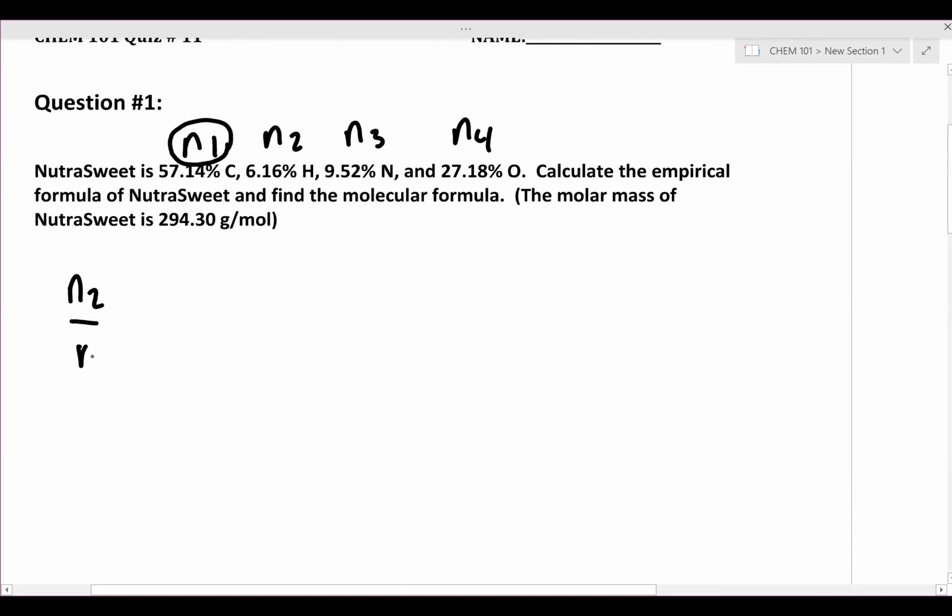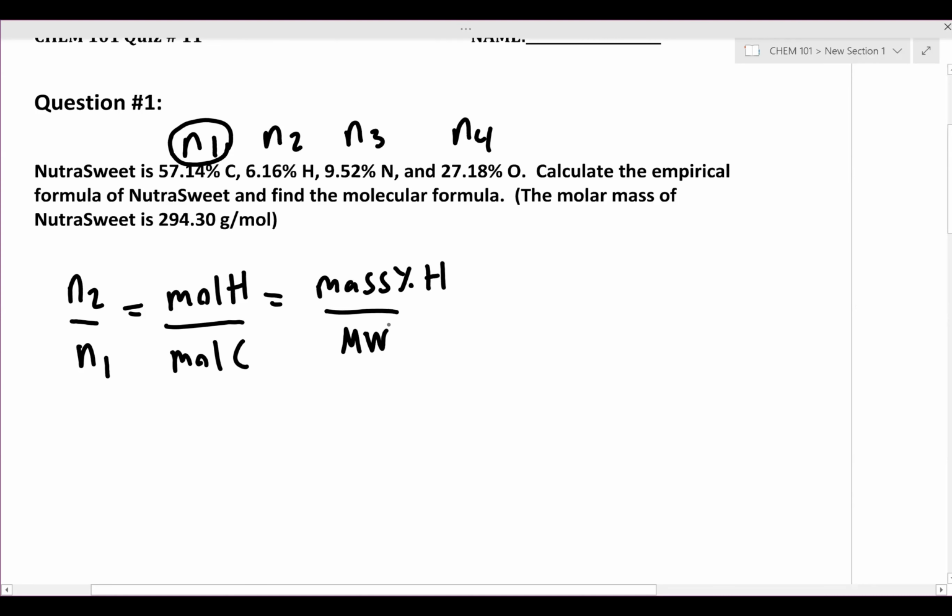First things first, let's calculate N2 over N1, which represents the moles of what? What did we designate as N2? Hydrogen. So this is the moles of hydrogen per moles of what? What did we designate as N1? Carbon. So this is the moles of hydrogen per mole of carbon. I always like to put my labels because it helps me keep things organized. Now we know from our mole ratio equation, this corresponds to the mass percentage of hydrogen over the molar mass of a hydrogen atom, times the molar mass of a carbon atom over the mass percent of carbon in our sample.